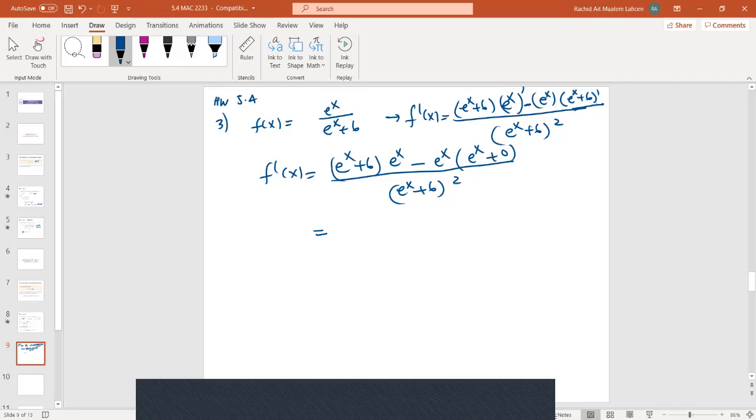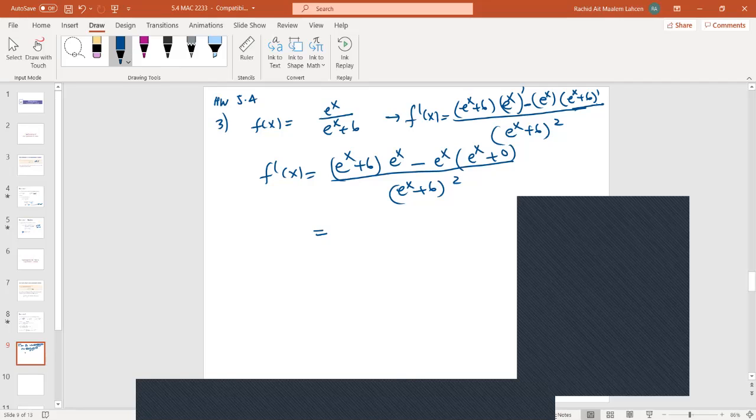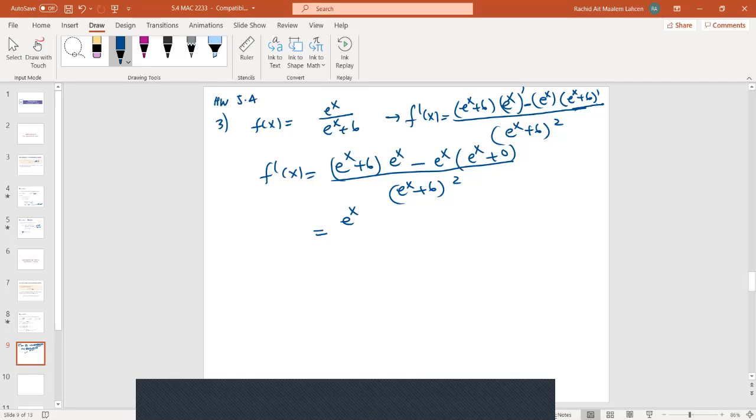And that's going to give us, let's break it apart: e^x squared, which is e^(2x), plus 6e^x, minus e^(2x), so we're left with 6e^x. All right.